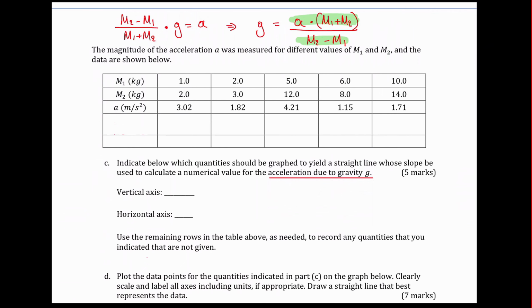This is okay. For example, on the vertical axis, we can write a times m1 plus m2, and on the horizontal axis, we can write m2 minus m1. But it is a little bit better to have the acceleration on the vertical axis, since we already have the acceleration. And on the horizontal axis, we'll have the reverse of what is here, which is m2 minus m1 over m1 plus m2. Again, both options are correct, but since we have already calculated the acceleration alone, maybe it is better to use one of the two axes as the acceleration alone.